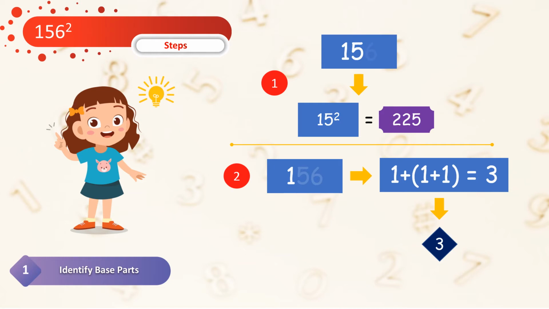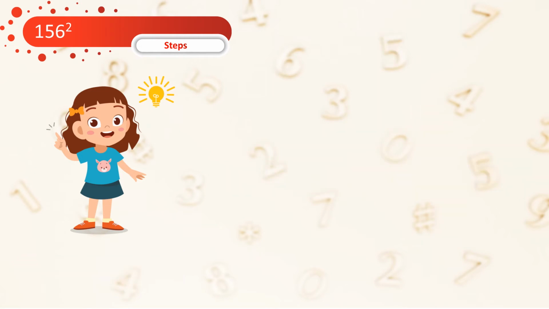So we have identified 2 key numbers that we are going to use in subsequent steps: 225, which is the square of 15, and the number 3, which we are going to use in our next step. So that completes step 1. Go through this step again if you are not clear, and make sure you feel comfortable with what we have provided on the screen. So let's go to step 2 now.